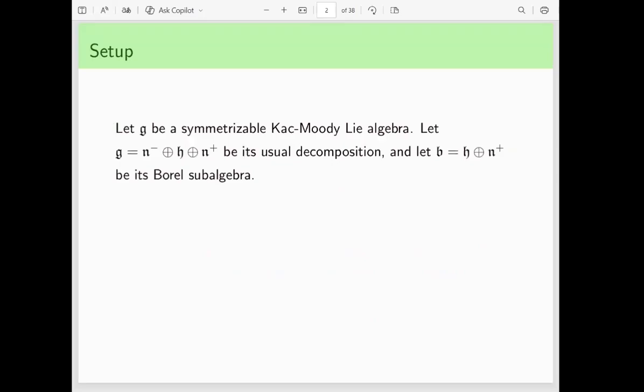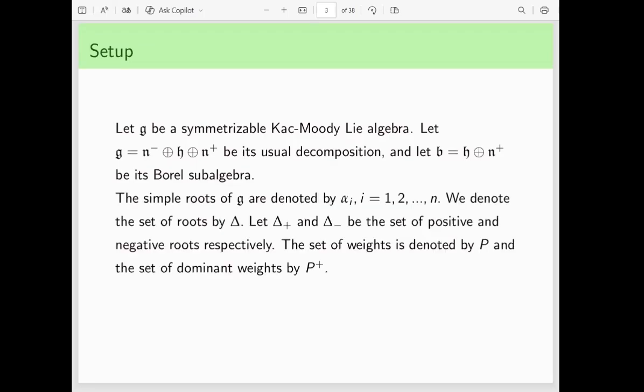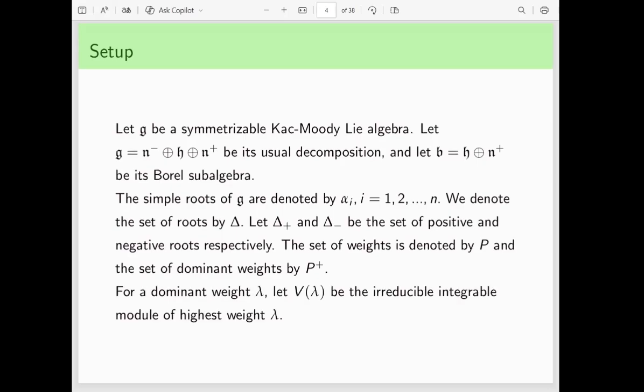We are going to work with a symmetrizable Kac-Moody Lie algebra over C. And we know it has this triangular decomposition, and B, which is H plus N plus, is its Borel subalgebra. The simple roots of g we will denote by alpha_i, and the set of roots by Delta, which can be partitioned into positive and negative roots. And the set of weights we will denote by P, and the set of dominant weights by P plus. For a dominant weight lambda, we can always define this module V(lambda), which is the irreducible integrable module of highest weight lambda.